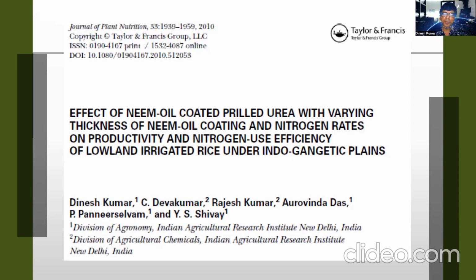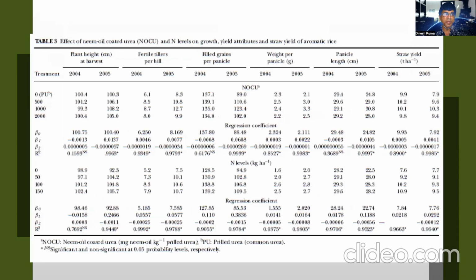I forgot. So based upon this paper, it was fixed. We proposed that the minimum should be 500 ppm. This is 500 ppm, 1000 ppm, and 2000 ppm.